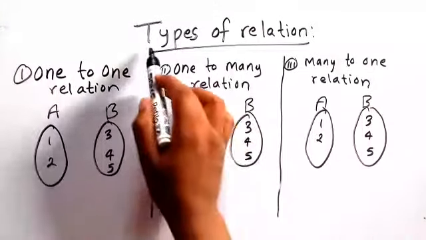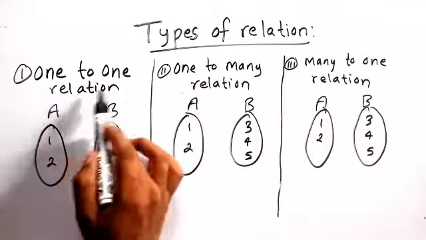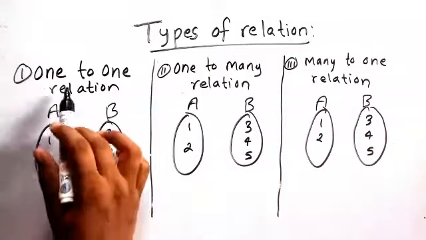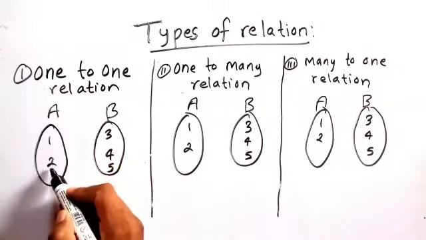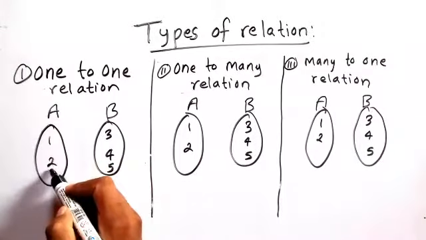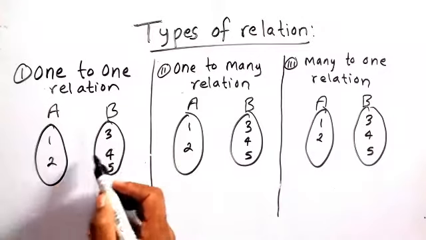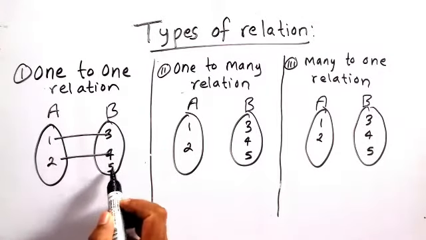Now we are going to learn about types of relation. There are 3 types of relation: one-to-one relation, one-to-many relation, and many-to-one relation. In one-to-one relation, every element of set A maps with a different element of set B. For example, here 1 to 2, 2 to 4.